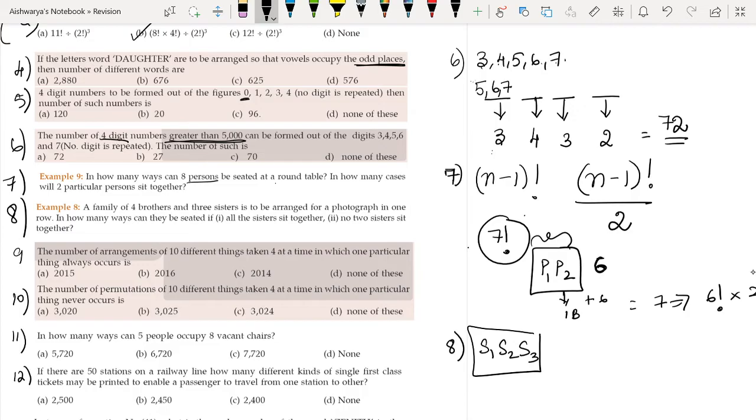So all 3 of them sitting together in this manner, and you have 4 brothers. Okay, so 4 brothers, this makes it 1 block plus 4 is 5. So it can be done in 5 factorial multiplied by 3 sisters among themselves is 3 factorial.